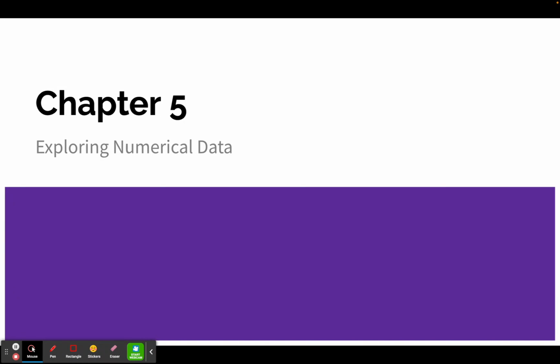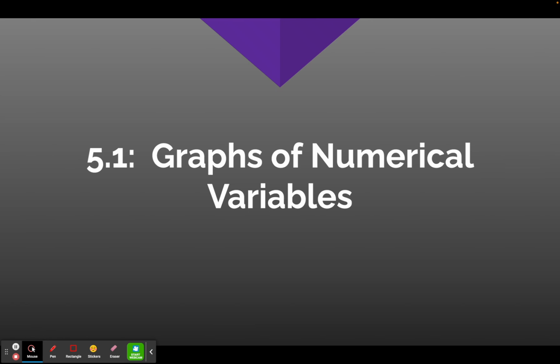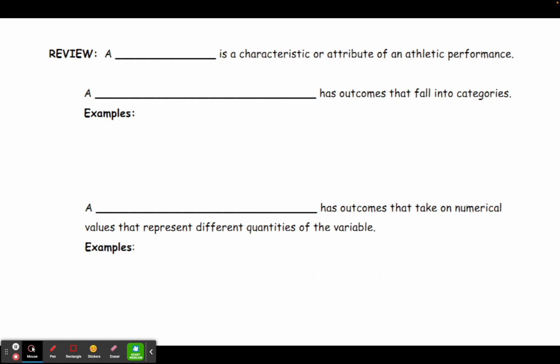In Chapter 5, we're going to begin exploring numerical data. And we've spent quite a bit of time throughout this course earlier looking at categorical data. Now we want to kind of get into the other type of data that we sometimes collect in sports. And in this first section, we're going to talk about graphs of numerical variables. Before we do that, we want to review the types of variables that we can collect in statistics and how we can tell the difference between them.